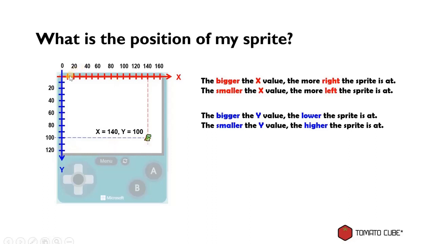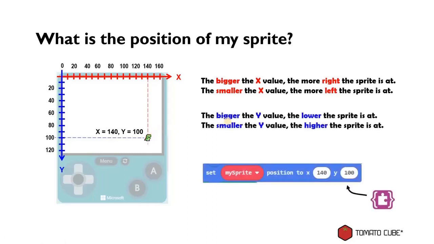Alright, so we are using the x and y values to tell the computer where you want to position the sprite. In MakeCode Arcade, this is how you tell the code to position your sprite. I want to position my sprite at this location at x equals 140 and y equals 100.